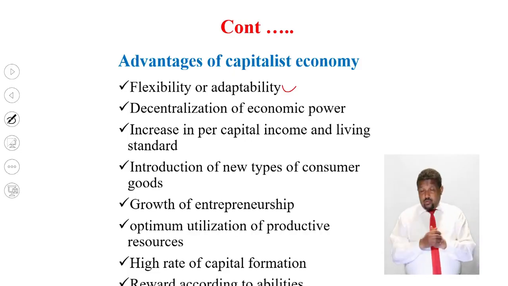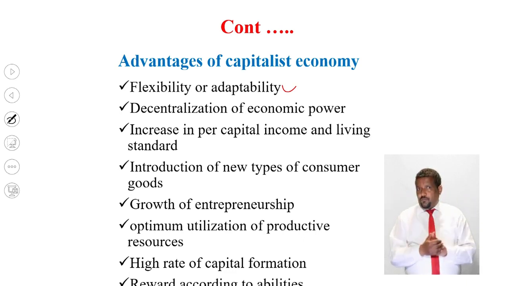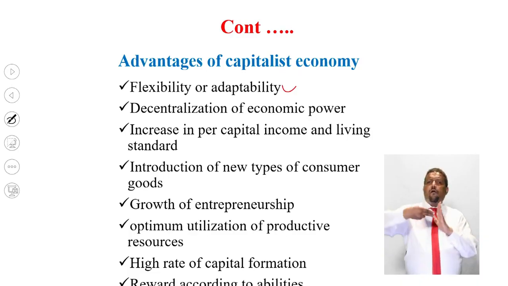The other advantage is that there is growth of entrepreneurship due to the profit motive. Optimum utilization of productive resources is another advantage. There is a high rate of capital formation under the capitalist economic system.